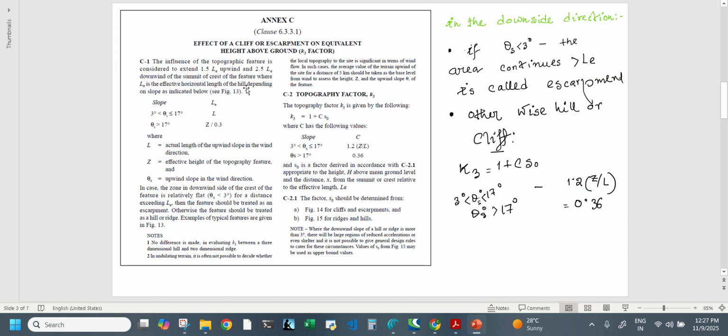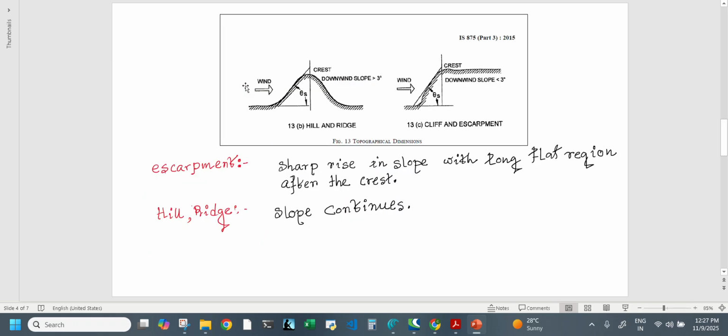So now come to the annexure C. Firstly, let's know what is escarpment and what is hill or ridge. Ridge is actually the peak of a hill, that means the topmost point. That is the crest of a slope, and this portion is the upwind face, and this portion is the downwind face.